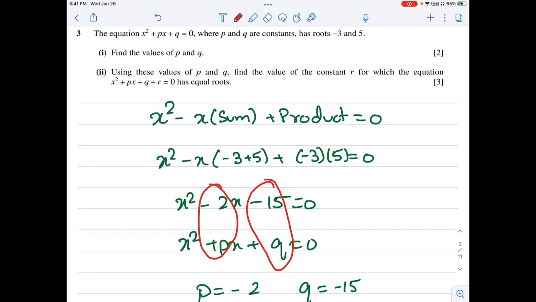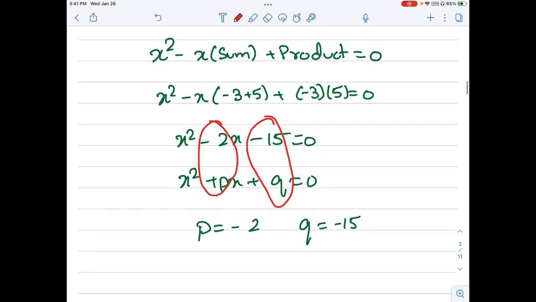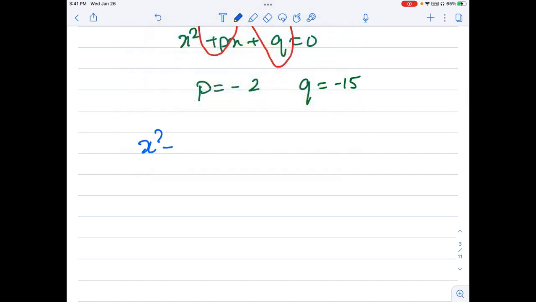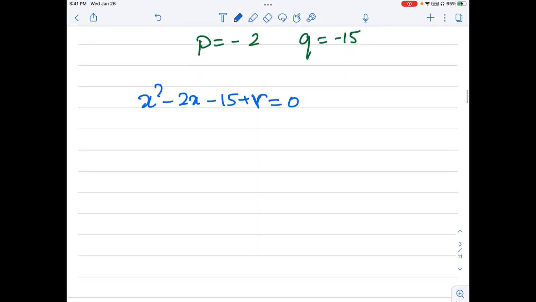Using these values of p and q, find the value of the constant r for which the equation x square plus px plus q plus r has equal roots. So x square plus px, p is minus 2, x minus 15 plus r should be equal to 0 and should have equal roots. So what are the values over here? a is 1, b is equal to minus 2, c is equal to r minus 15. They should have equal roots.